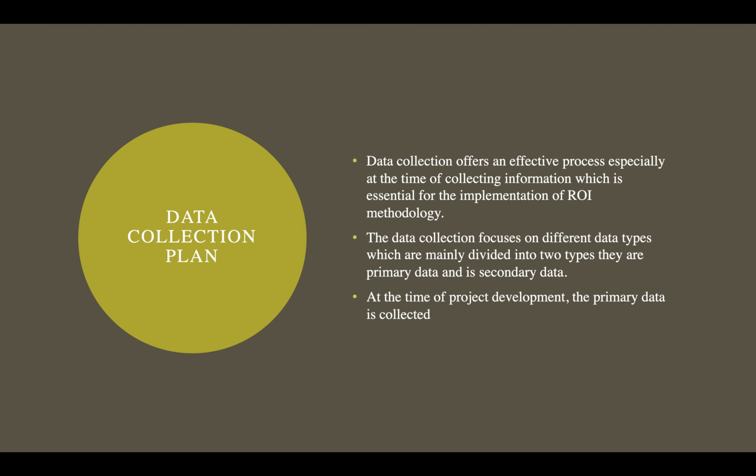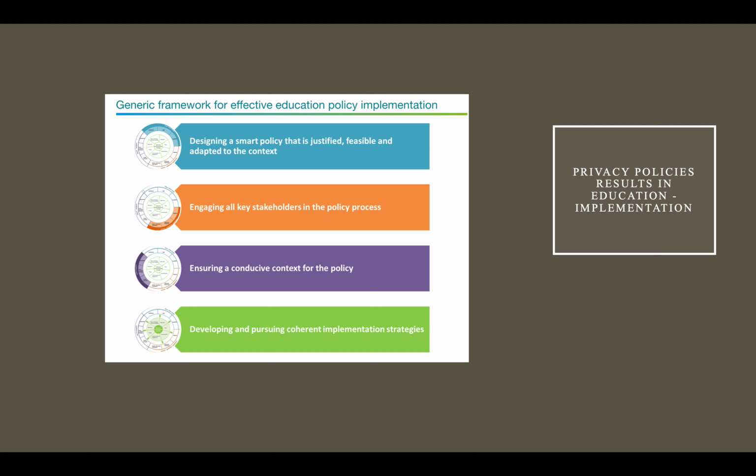So it's always better to be safe, and this gives us the framework for effective education policy implementation. Basically, it is about designing a smart policy that is justified, feasible, and adapted to the context. Then engaging everyone in the policy process so that everybody has an equal idea and is aware of what is going on. And then ensuring a conducive context for policy, then developing and pursuing coherent implementation strategies.